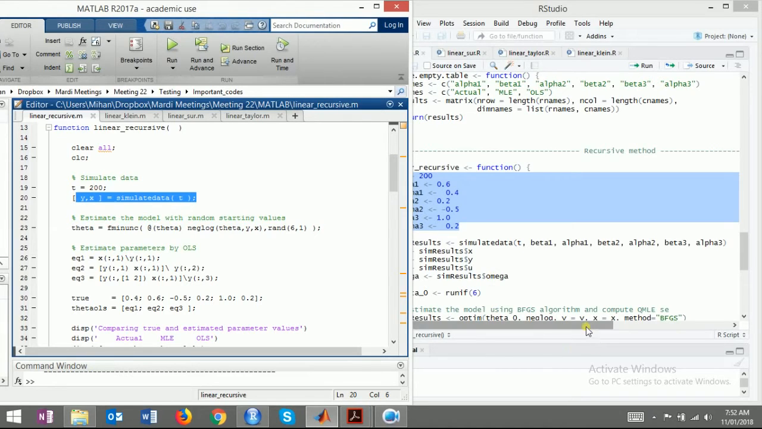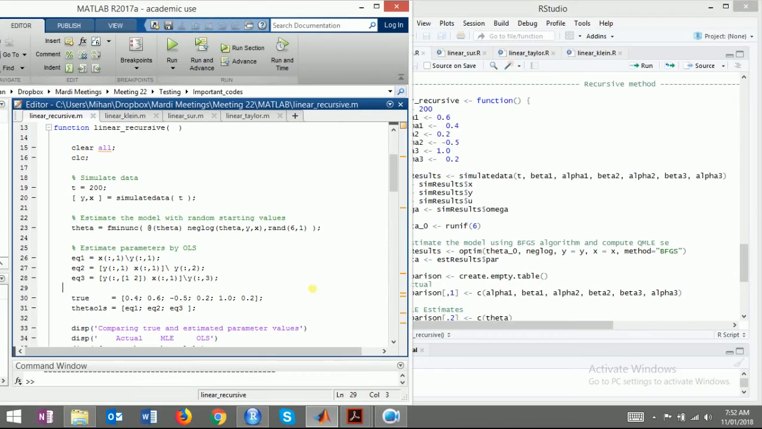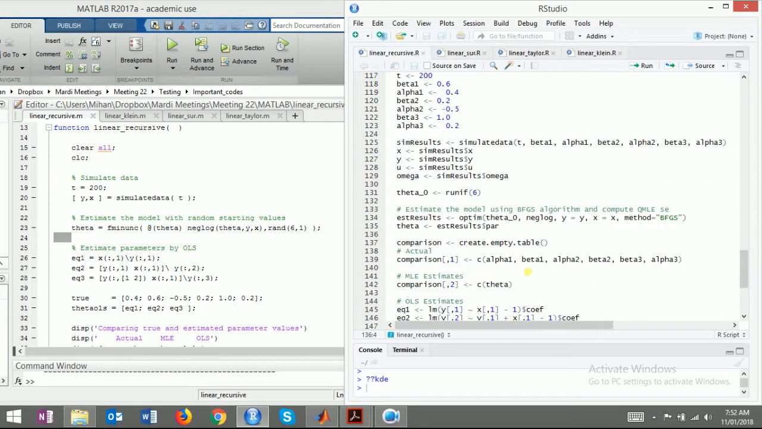and then we initiate, because there are 6 parameters, so there will be 6 estimate parameters by values, and then we simply do maximum likelihood estimation. Fine, theta. Comparison is create empty table, I'm not sure. Actual is comparison 1, ML estimate is comparison 2, c theta. Oh, we are making a comparison table for presentation.